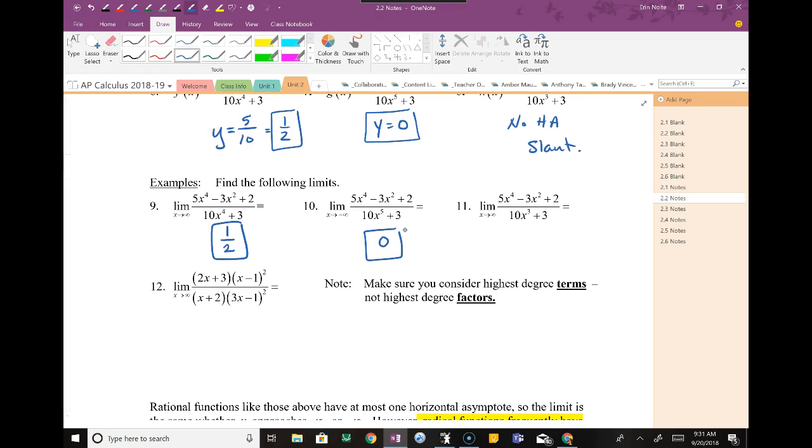Okay, number 11. Do I have a horizontal asymptote? Well, it's not horizontal, it's a slant, right? It's a bigger on top. So it's either going to be a slant like this or a slant like this. Okay, so that means that this function is either going up to positive infinity or negative infinity. So how can I figure out which one it's going to?